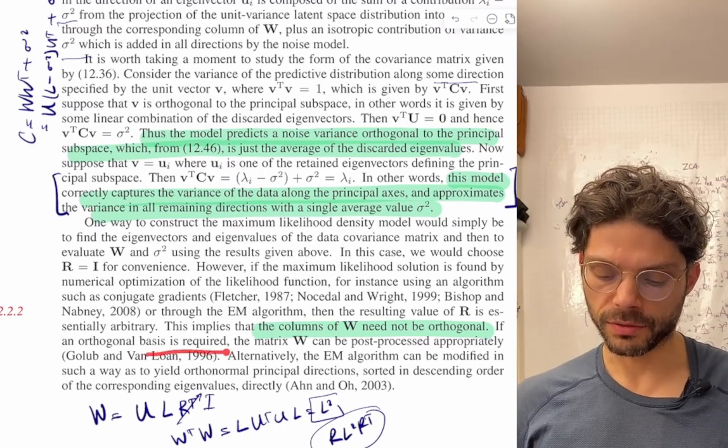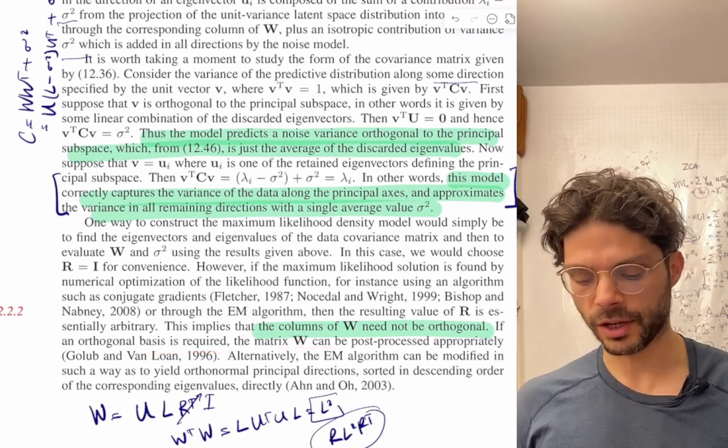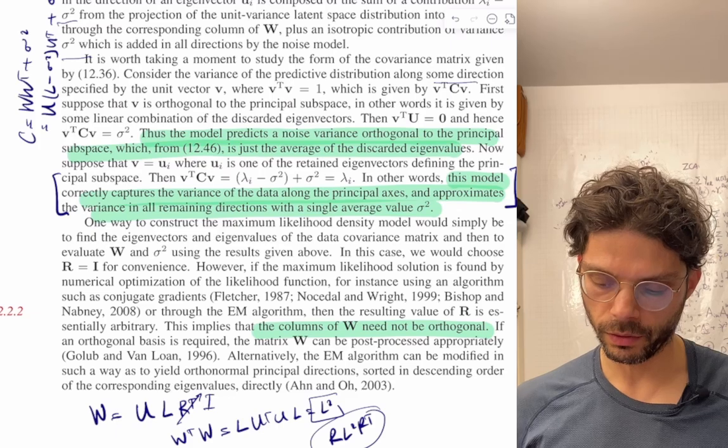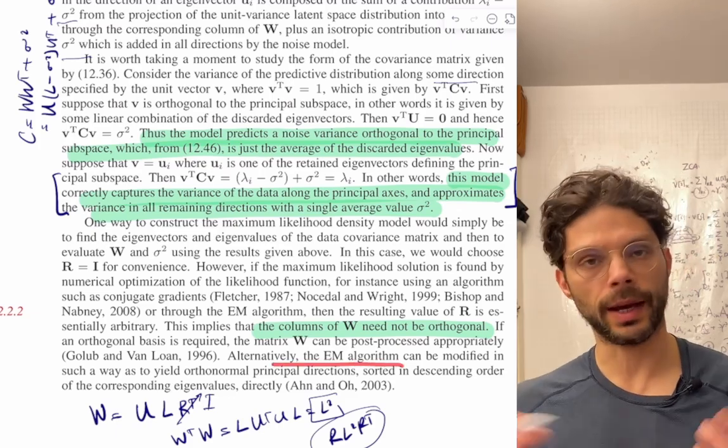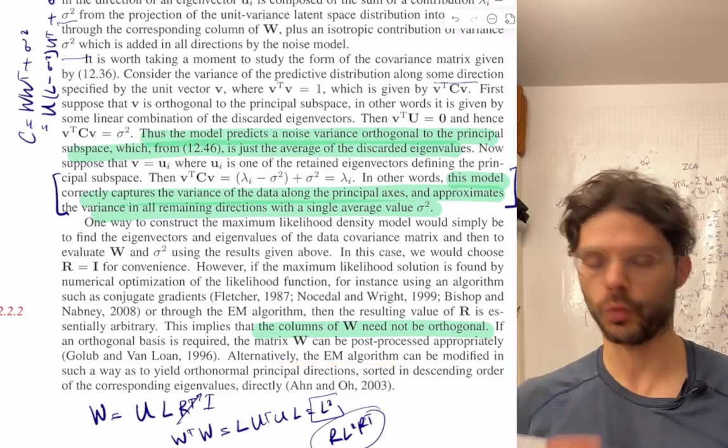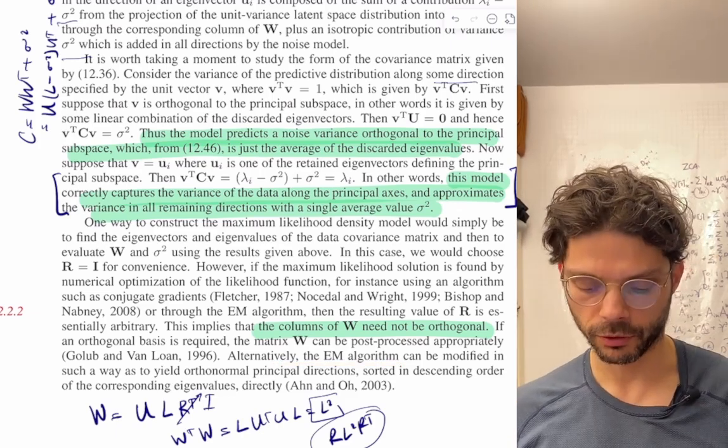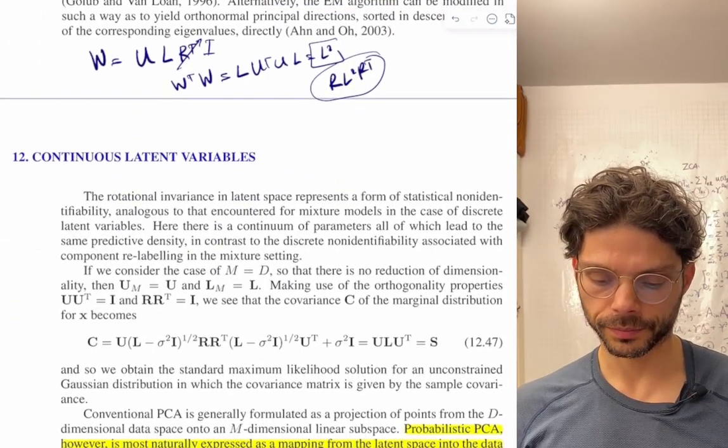If an orthogonal basis is required, you can post-process it. So you can figure out what R is and remove it if you wanted to, or you could do EM. We haven't talked about that, but you can do it in such a way to get orthonormal principal directions. Okay.